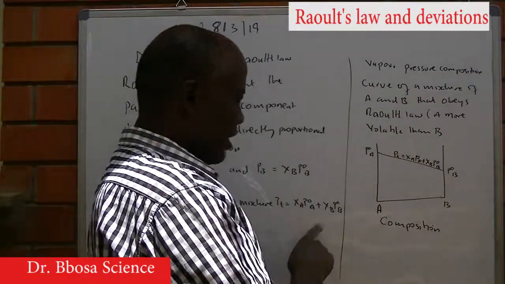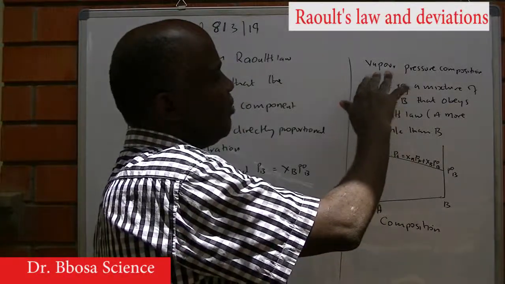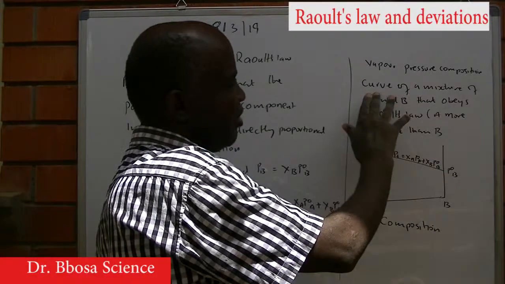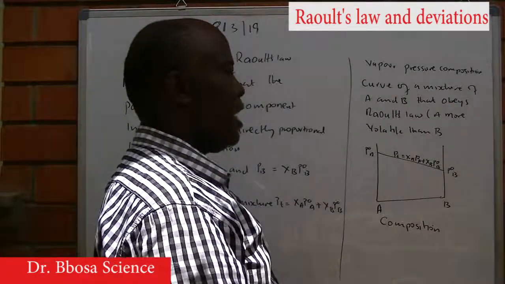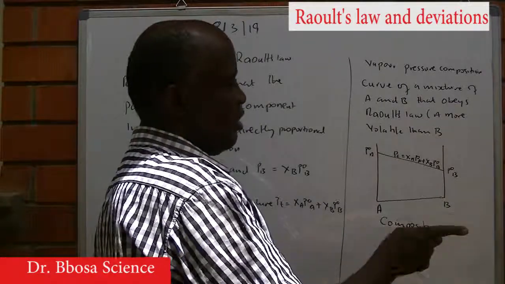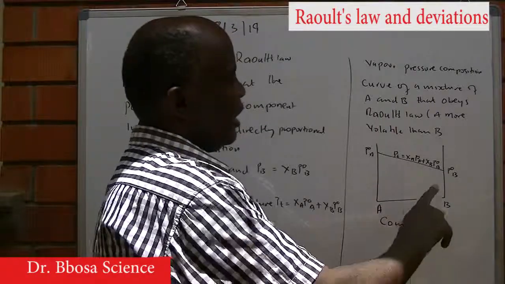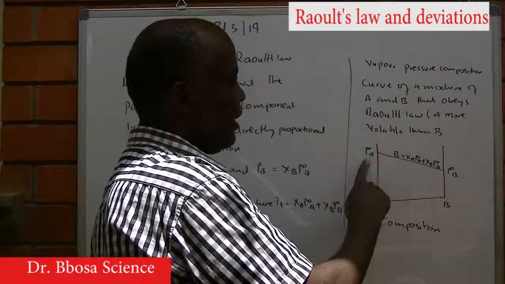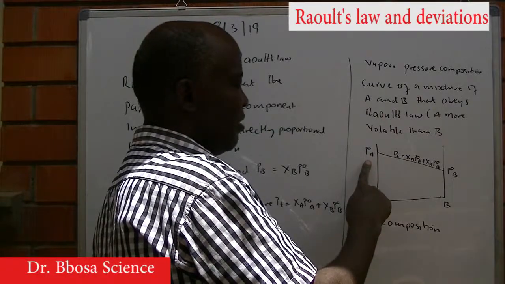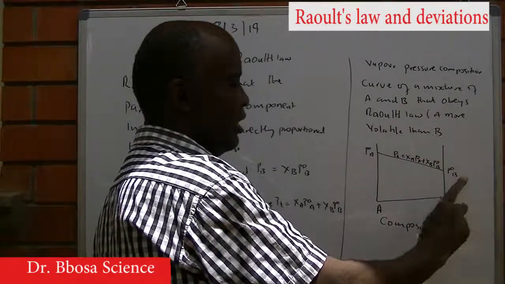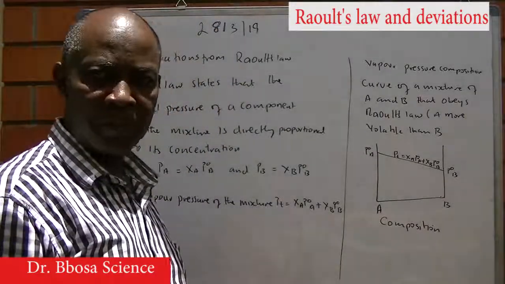If we are to express this diagrammatically, then we draw a vapor pressure composition curve of a mixture of A and B that obeys Raoult's law, or for an ideal solution. A is more volatile than B, which means that at the same temperature, the vapor pressure of A is higher than the vapor pressure of B. Then we have the composition.